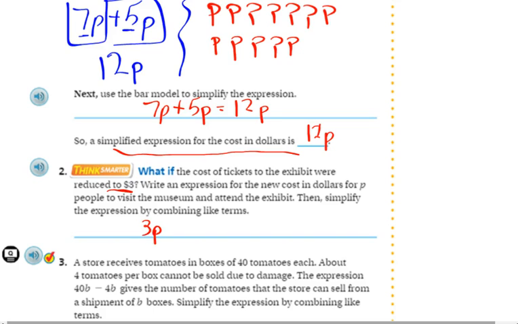Now the admission to get into the museum alone is still $7 a ticket. So we're still going to use the 7p from up above. So it is still going to be 7p to get in, and then $3 a person for the exhibit, so 3p. That all together, if you look at your coefficients and your like terms, is going to be 7p plus 3p. That's going to give us a simplified answer of 10p.